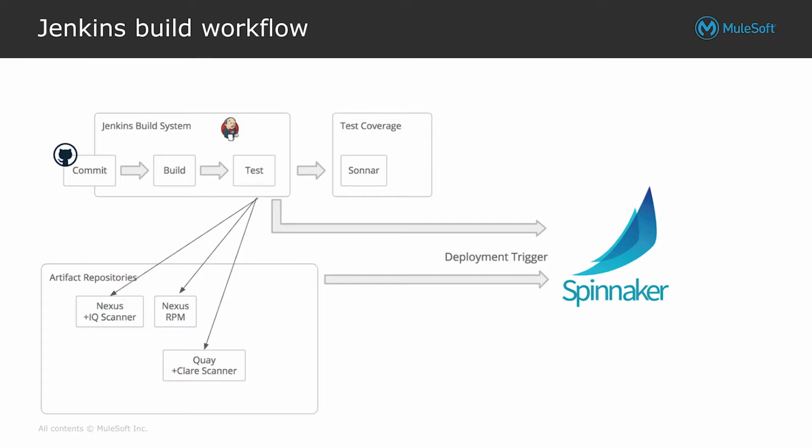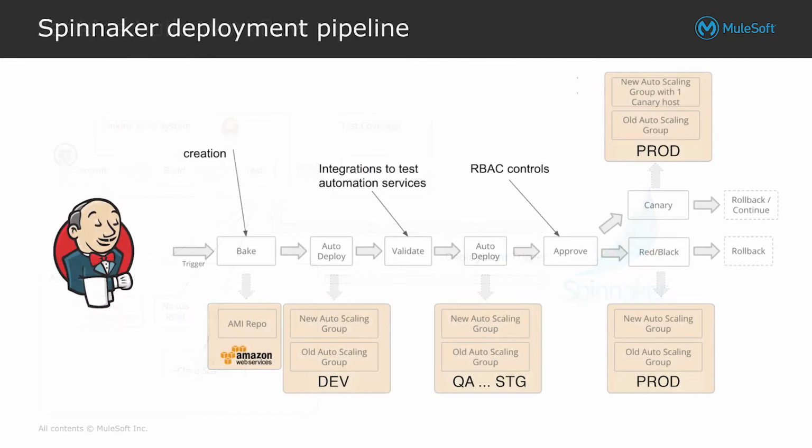This image shows another test coverage section that is actually triggered later in our Spinnaker pipeline. And then we have some artifact repositories that not only do our image scanning, but also vulnerability scanning and some other compliance related scanning. So then our actual Spinnaker pipeline comes from the Jenkins trigger. We bake an AMI, and then we go through our different environments.